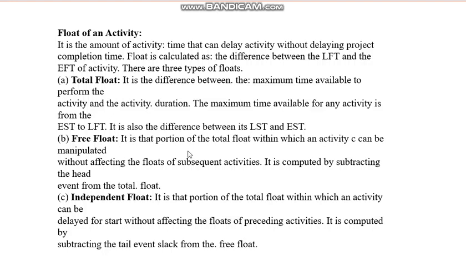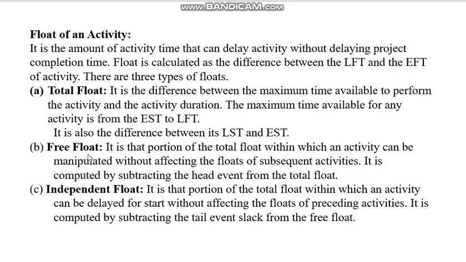It is that portion of the total float within which the activity can be manipulated without affecting the floats of subsequent activities. It is computed by subtracting the head event slack from the total float. Now this free float is that portion of the total float within which an activity can be manipulated without affecting the floats of subsequent activities.